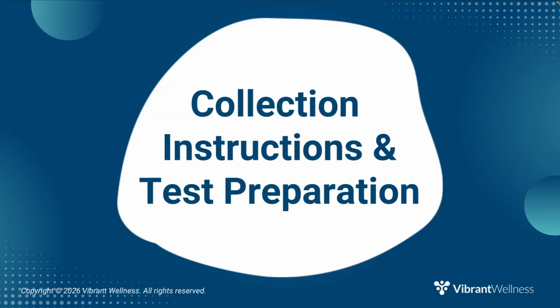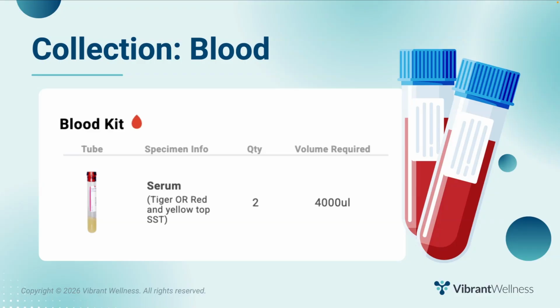Finally, let's review the collection process and key preparation considerations for food zoomer testing. Vibrant's food zoomer is a blood test. Blood can be collected via blood draw, usually done by a phlebotomist. And note, this test requires 2 tubes of blood.